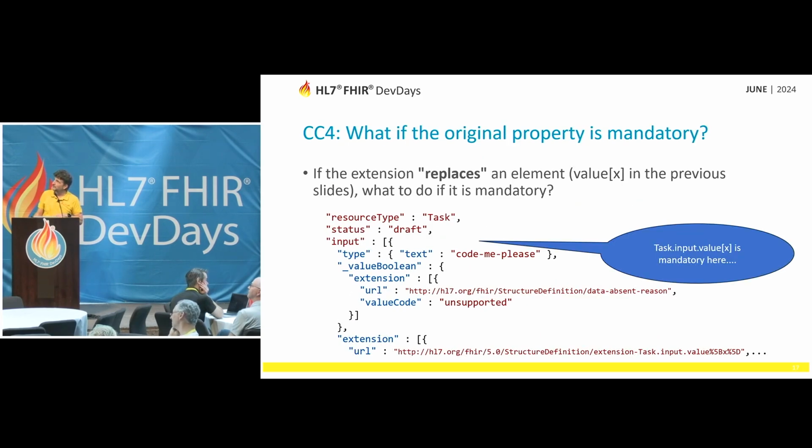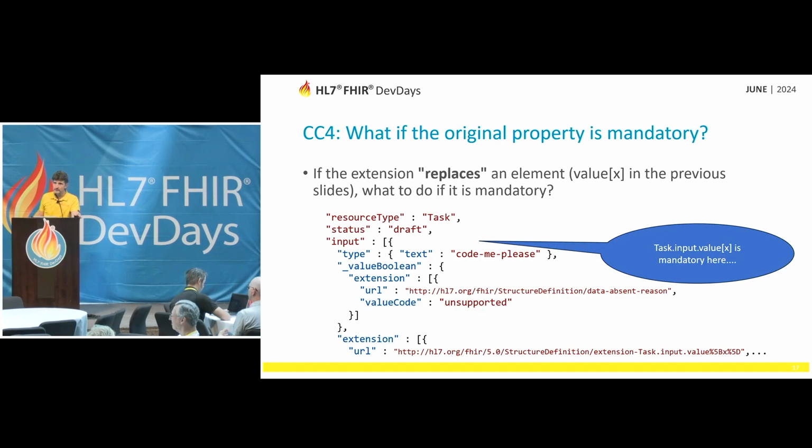So careful. Corner case 4. There are cases, as I said, like in parameter to parameter, where we leave out the original element, but what if that element was mandatory? If an extension replaces an existing thing, we need something with the previous. This is luckily way more seldom, so we had to look deeply into, in this case, task. So task.input.value is mandatory, but we can't use task.input.value because one of the choices didn't exist. And we replace it with an extension.